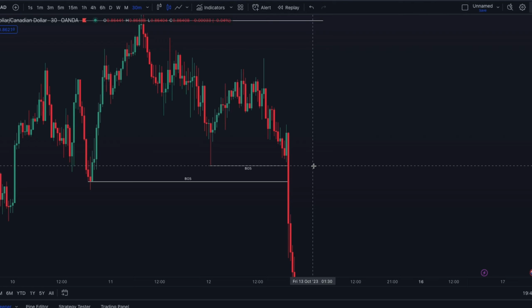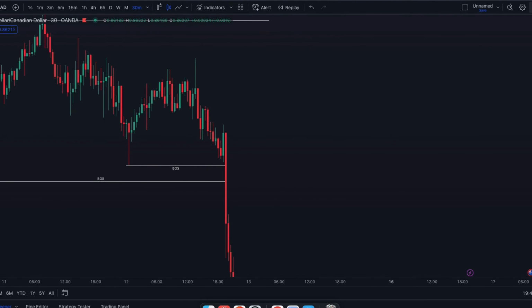Okay? So what are points of interest, you ask? Think of it as POI. That stands for points of interest. So points of interest are areas of supply and demand. They can be fair value gaps. They can be unhealthy price actions. They can be imbalance. They can be order blocks if you're trading Wyckoff, or another method that uses order blocks.